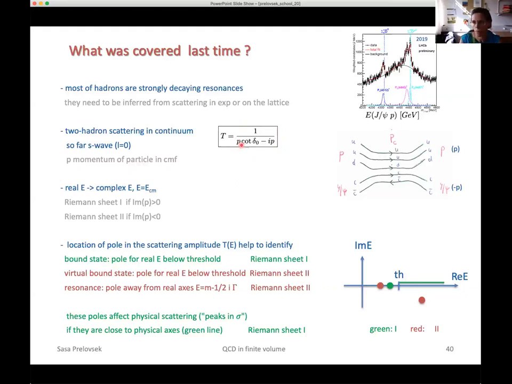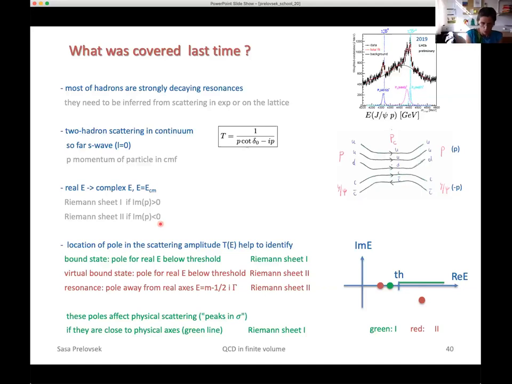And then we went from the real energies, which are observed in experiment and also on the lattice, to complex energies, where energy in this case denotes the center of momentum energy. And we defined two Riemann sheets. Riemann sheet one was where the imaginary part of the momentum was positive, and Riemann sheet two was where the imaginary part of the momentum was negative. That was just the definition, because from a given energy, you get the momentum by the square root, so you have two choices.